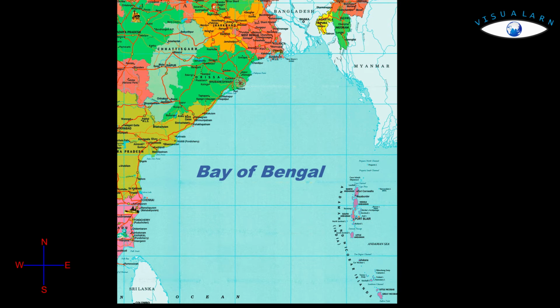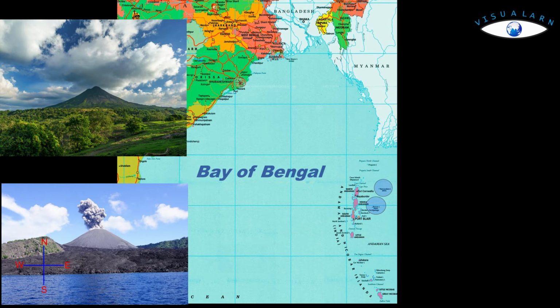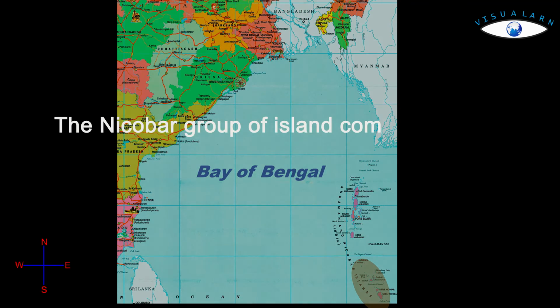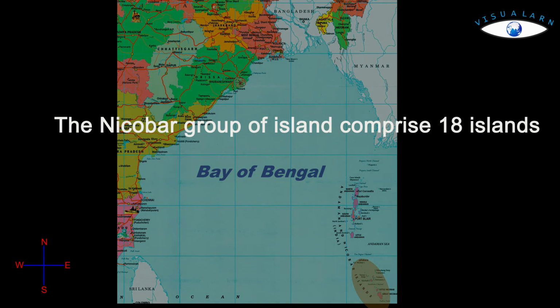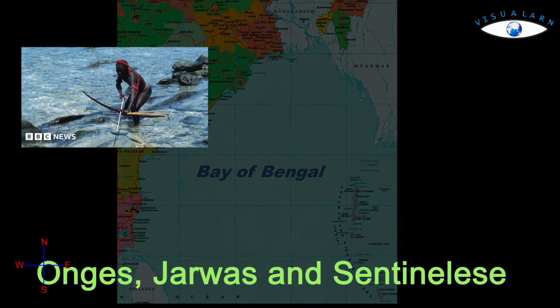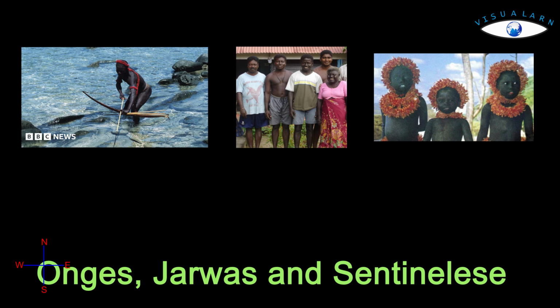Barren Island in the Andaman has an active volcano. In the Bay of Bengal, there are two volcanic islands, Barren and Narcondam. The islands are formed by the extension of the tertiary mountain chain of Arakan Yoma. The Nicobar group of islands comprises 18 islands. Some of the well-known surviving tribes of the Andaman and Nicobar are the Onges, Jarawas and Sentinelese.